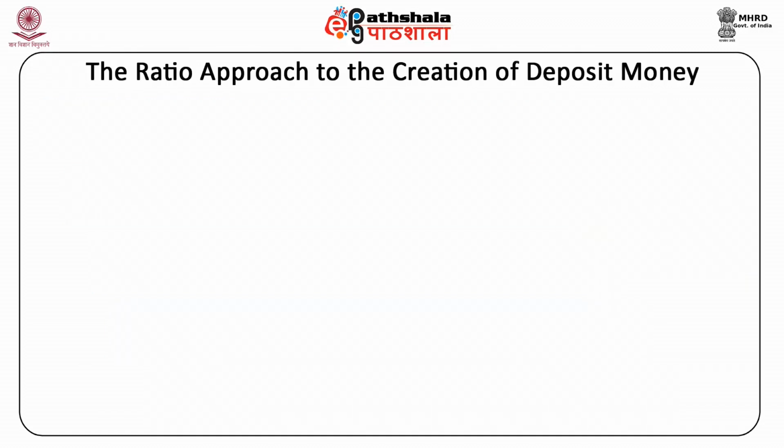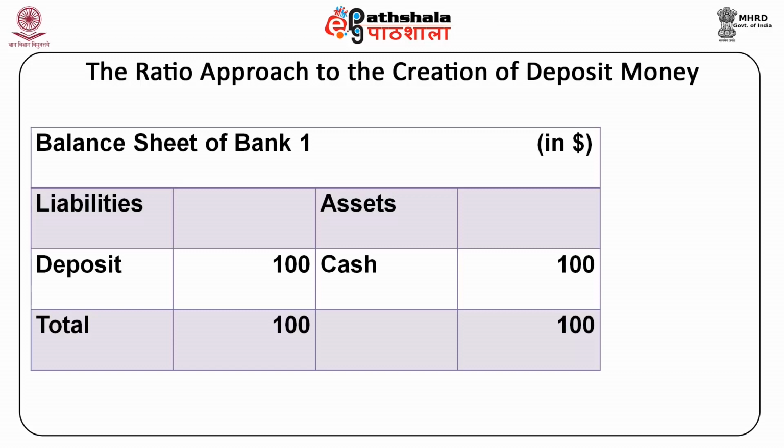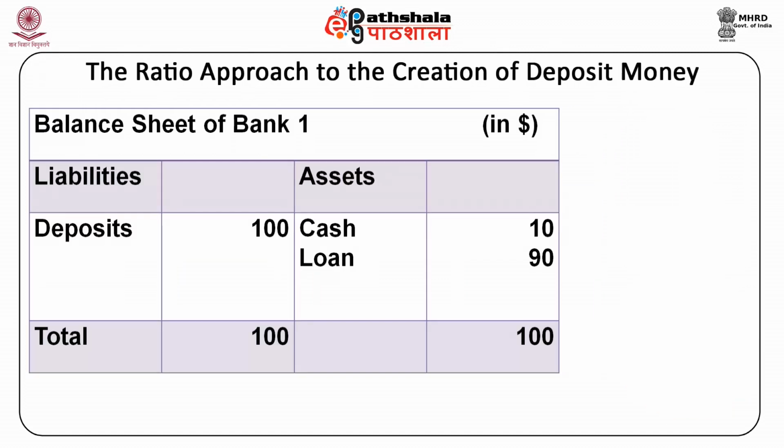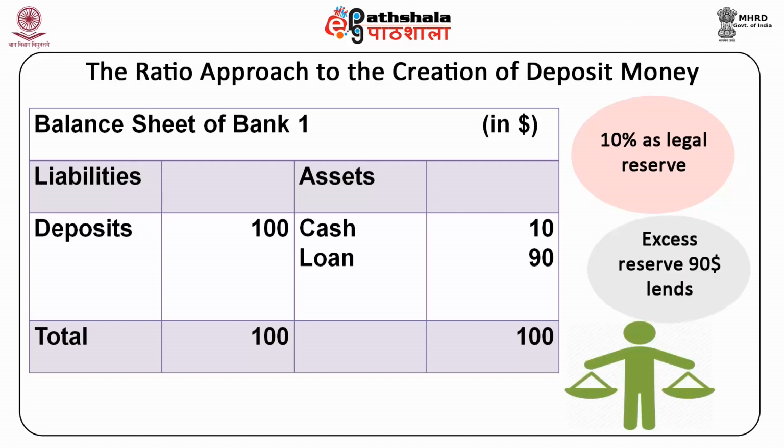Let us assume that Bank 1 receives a primary cash deposit of $100. Its balance sheet will be like the given table. After Bank 1 receives the initial deposit of $100, it keeps 10% of this as legal reserve and lends the excess reserve of $90. When Bank 1 loans out $90 out of $100, its balance sheet position becomes like in the given table.